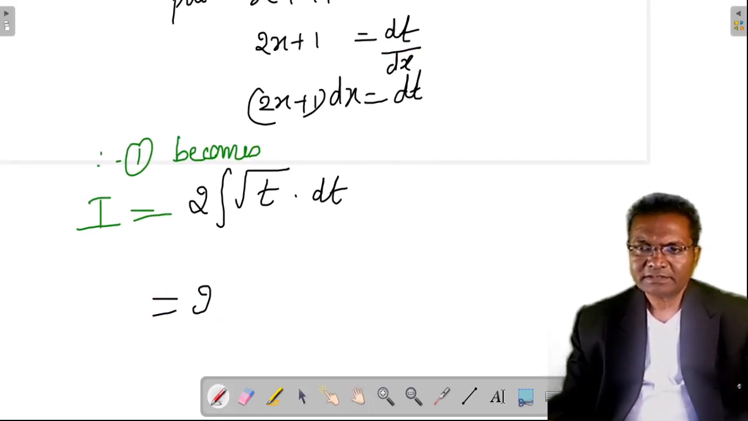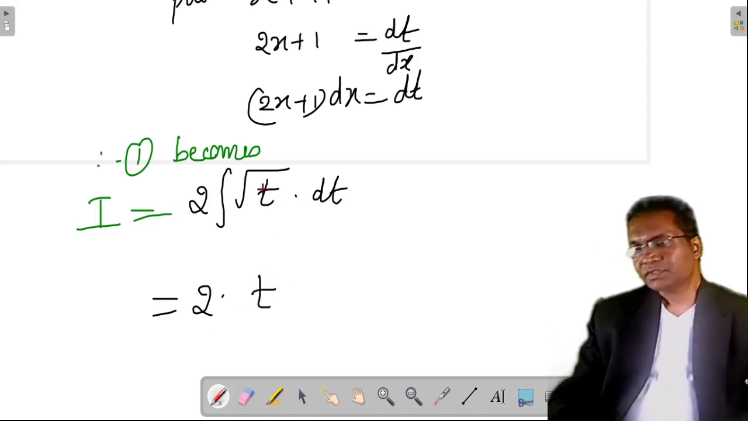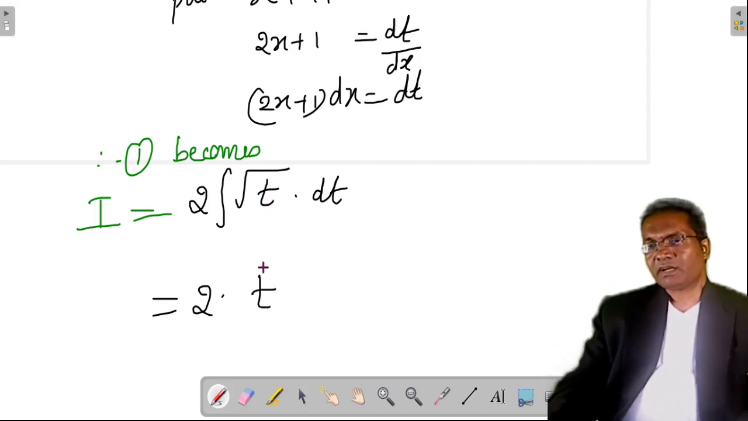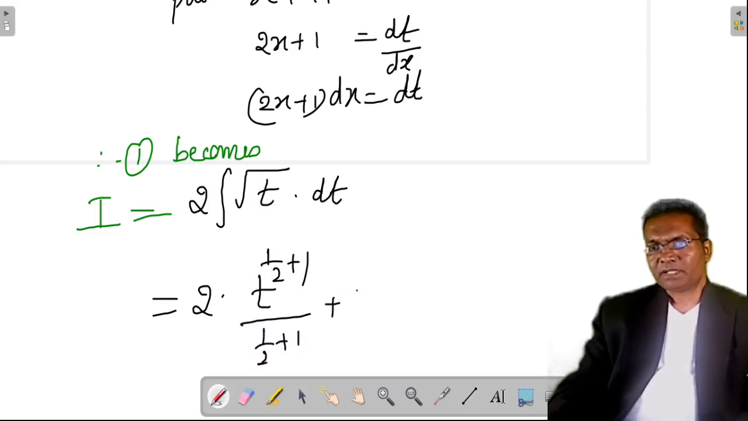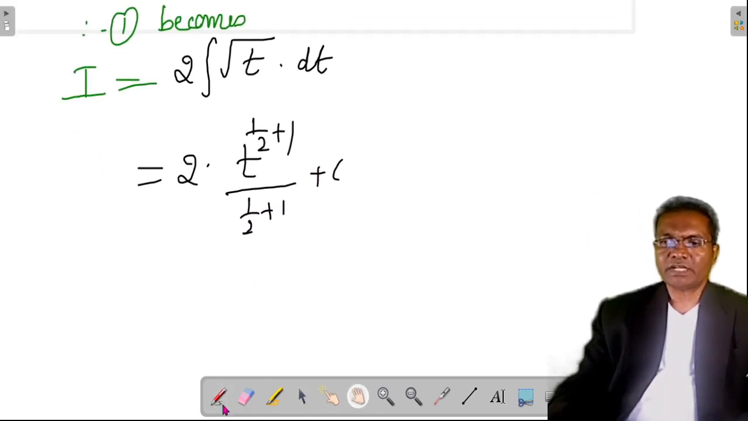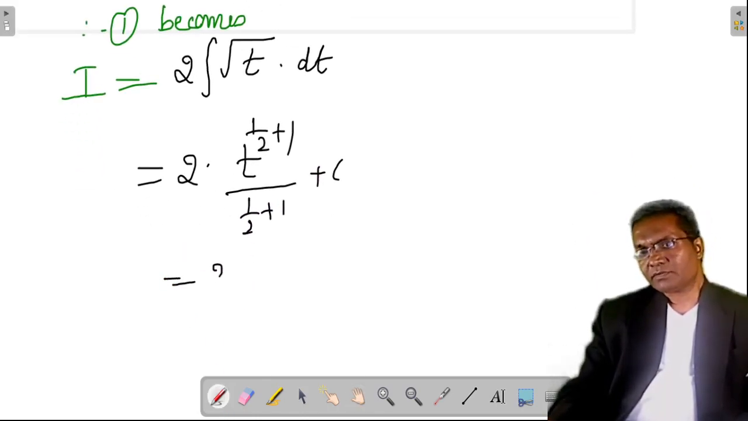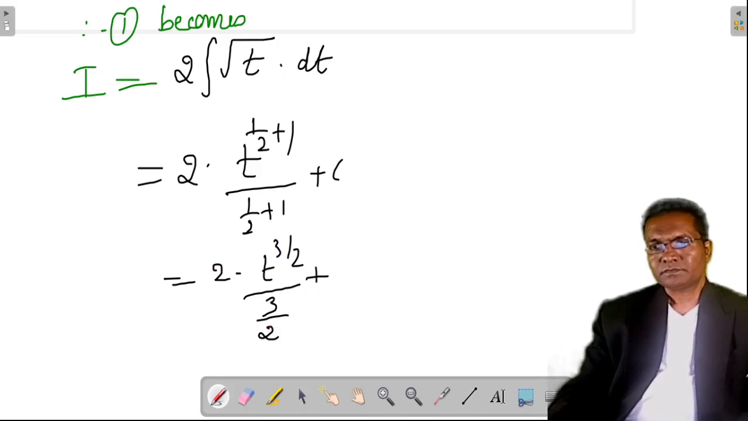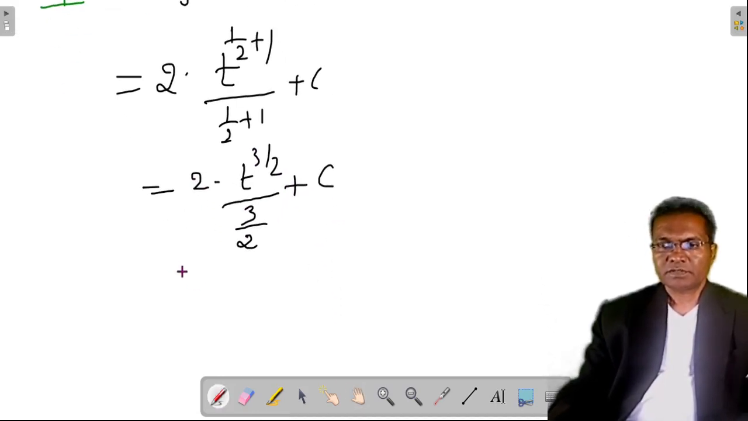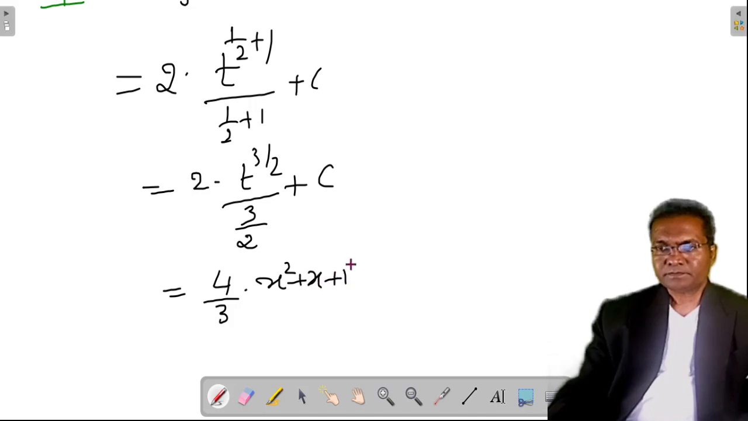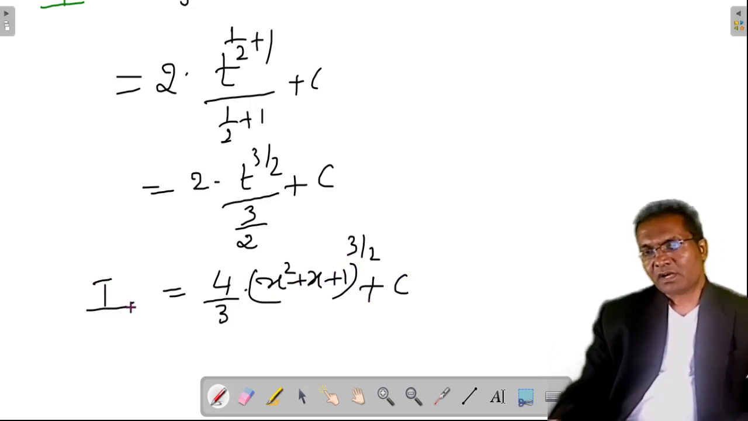And integrate it. Integration of root t. Root t means t power half. It is half plus 1 by half plus 1 plus c, or one can write directly it is t root t or t power 3 by 2. Okay, so this is 4 by 3. Your t is x square plus x plus 1 to the power 3 by 2 plus c. Okay, I hope you understand.